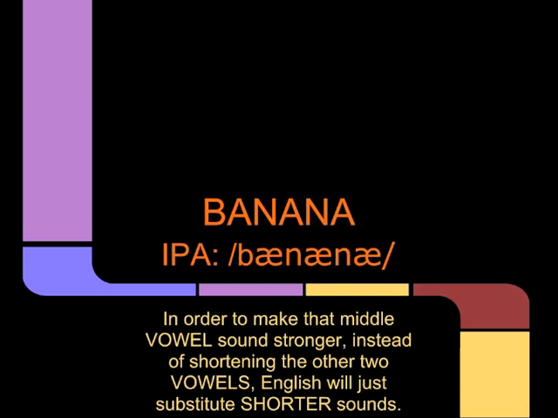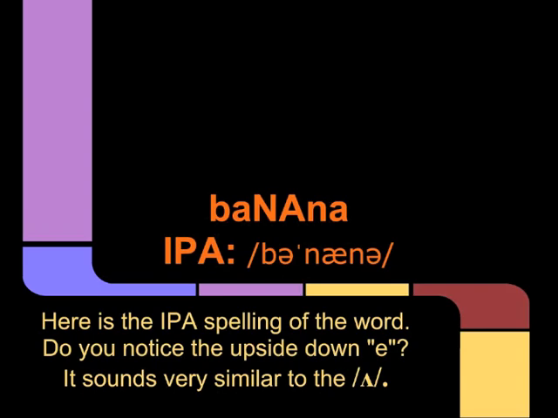Well, if you remember, the two shortest sounds in English were the I and the sounds. Now we will look at the IPA spelling of the word. Do you notice the two different uses of this upside down E? It sounds very similar to this IPA symbol here.